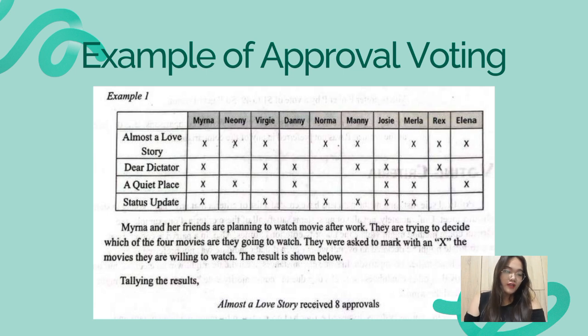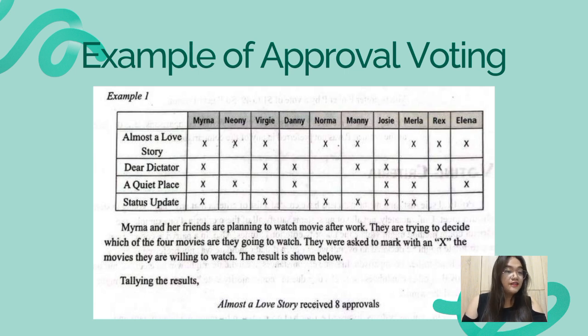So, in our second row, we have Almost a Love Story. So, we have approved by Myrna, Nioni, Virgie, then, kay Dani, wala. Kay Norma, kay Manny, meron. Kay Josie, wala. Kay Merla, Rex, and Elena is meron. So, we have here a 1, 2, 3, 4, 5, 6, 7, 8. So, we have 8 approvals over 10.